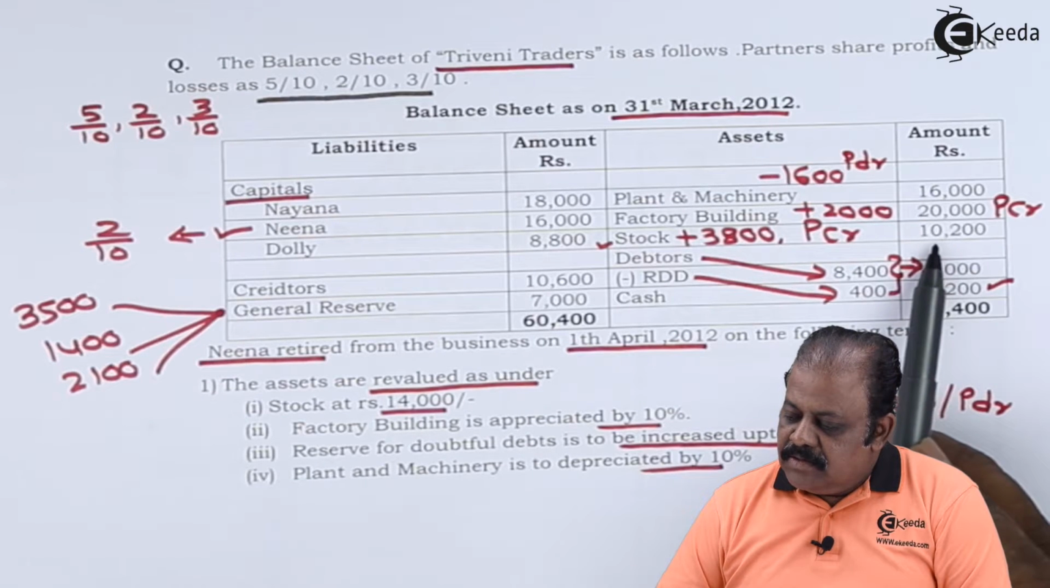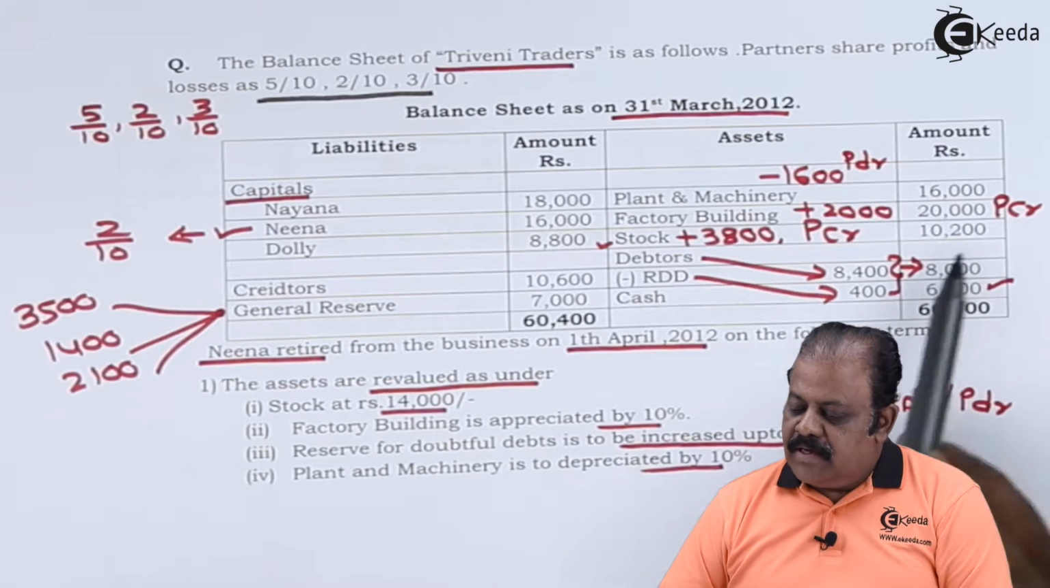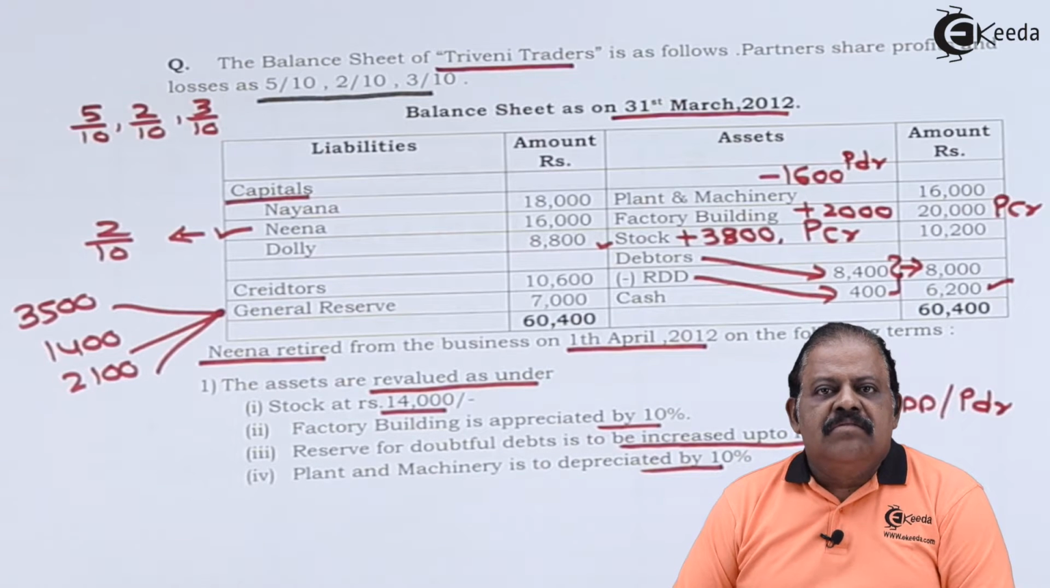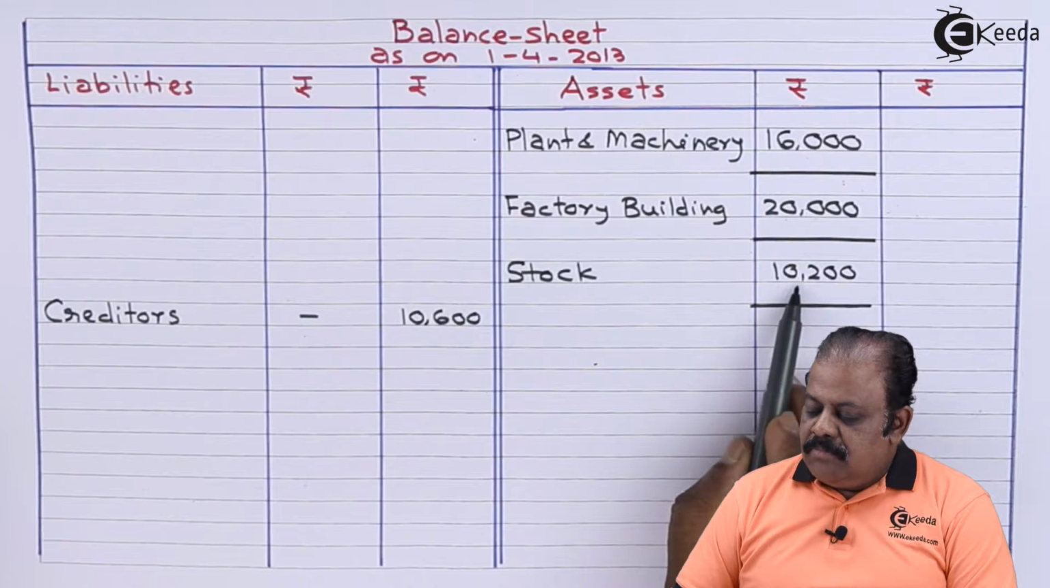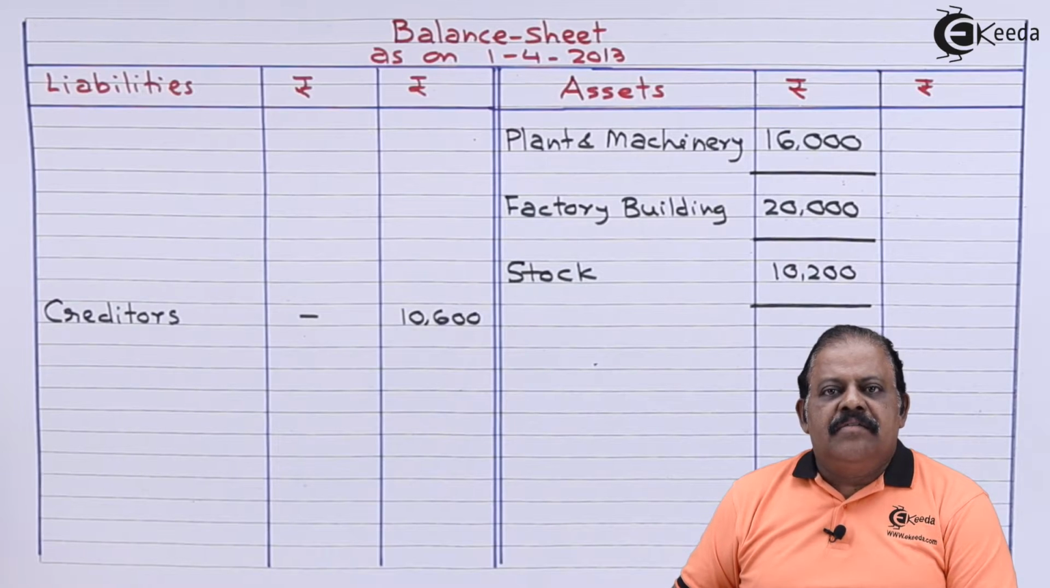Stock 10,200. There is an adjustment on stock. Stock will be recorded in the inner column. Asset side, stock, inner column 10,200.